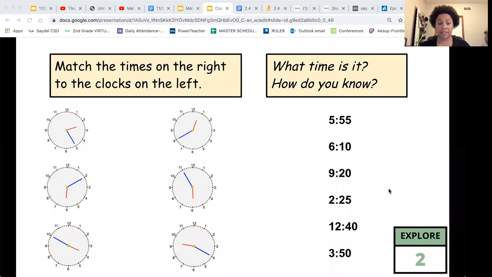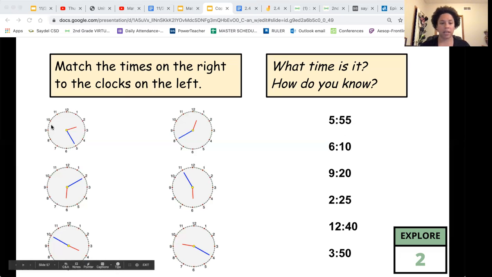Now it's time to get into Seesaw. When you get there, your activity will look really similar to this, except it will have different times over here on the right and different times on the clocks as well. The directions say to match the times on the right to the clocks on the left. We will do this by using a drawing tool to connect them. Use a different color for each match. What time is it and how do you know?